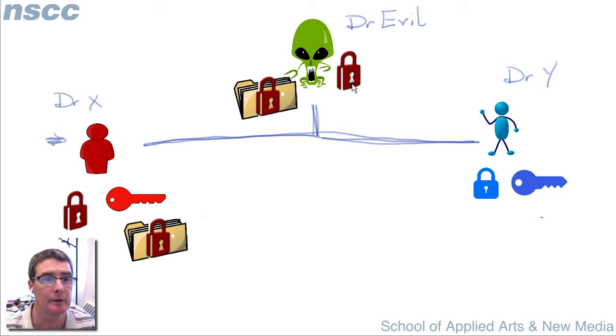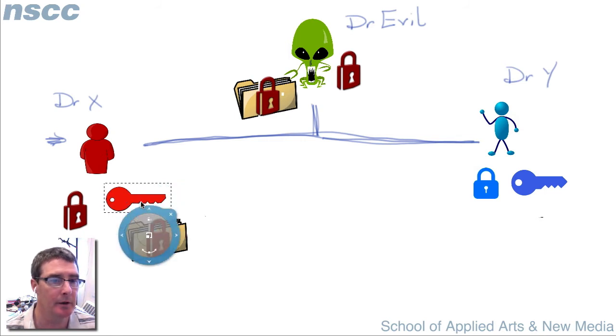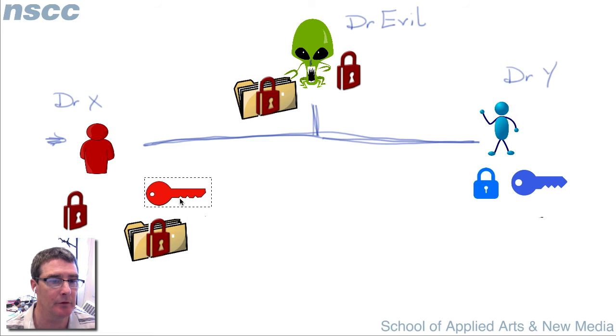However, Dr. Evil doesn't have a private key for this ciphertext, so he can't read it and he can't change it. So what happens is I'll apply my key here to this information and get back the plain text that Dr. Y had intended to send to me.